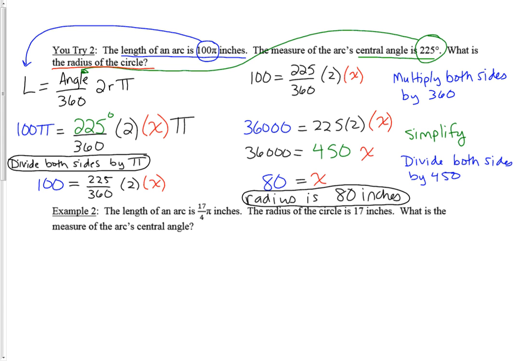Here is the solution to You Try 2. Now, if you did not get that the radius was 80 inches, please pause the video here, go through the steps because the steps are all written out, and figure out where you went wrong. So again, please pause the video if your answer is not correct.